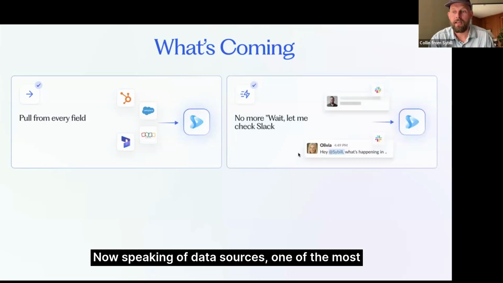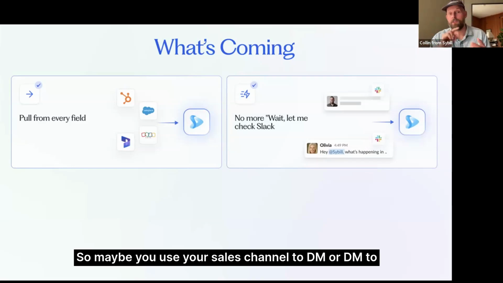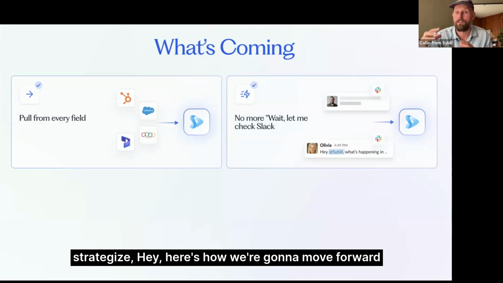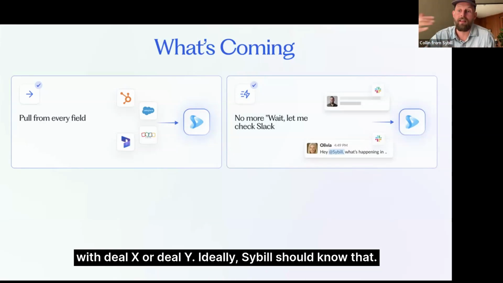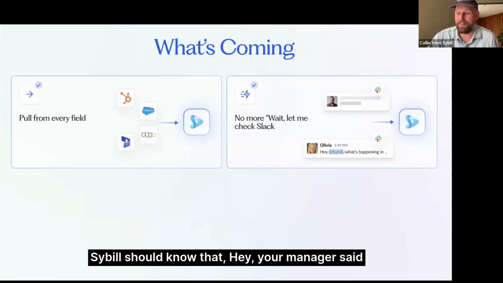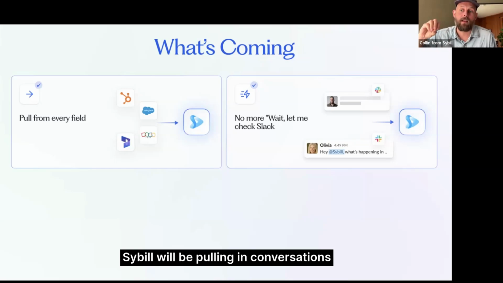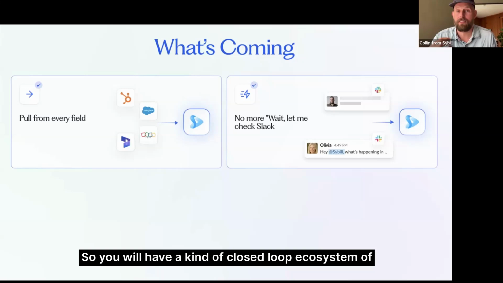Now, speaking of data sources, one of the most untapped data sources in most orgs is what's happening in your team conversations in Slack. So maybe you use your sales channel to DM to strategize, hey, here's how we're going to move forward with deal X or deal Y. Ideally, Sybill should know that. Sybill should know that, hey, your manager said you should reach out and do this sequence. Now, Sybill is going to know exactly that. Sybill will be pulling in conversations from Slack directly into Sybill. So you will have a kind of closed loop ecosystem of everything your team is talking about around a deal.